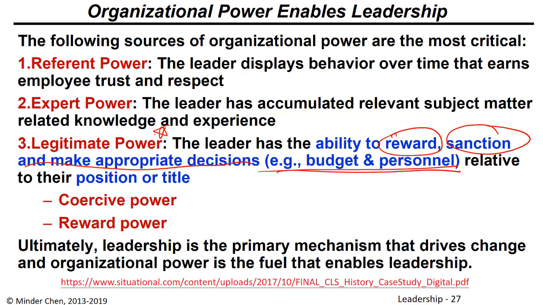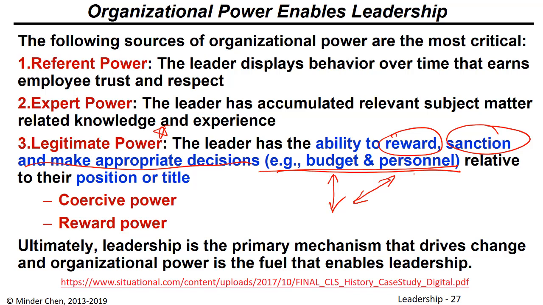The official power, a lot of time, really is about whether you have the decision right in terms of the budget, money, or the personnel decisions. If you're even the department head, but you don't have any control over the budget or the personnel decisions in terms of hiring or firing, then you really don't have much legitimate power.